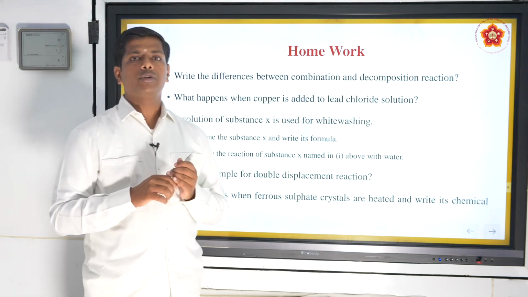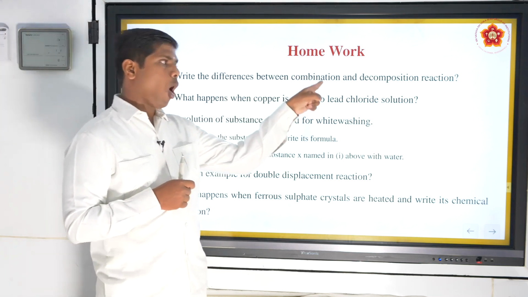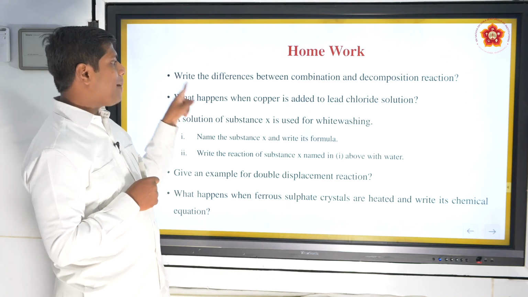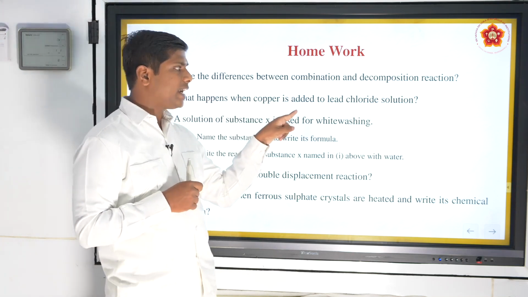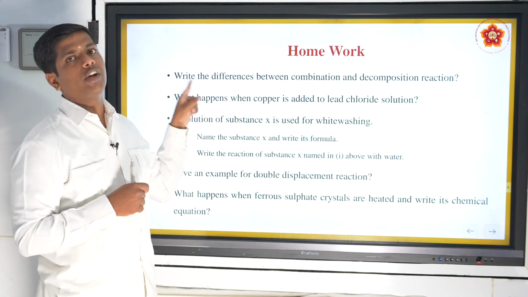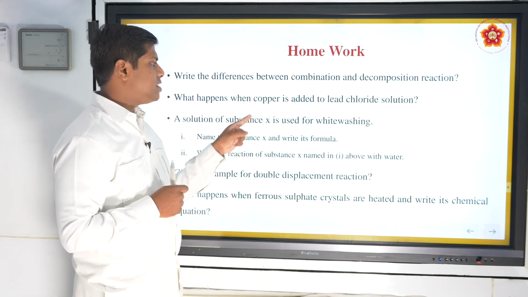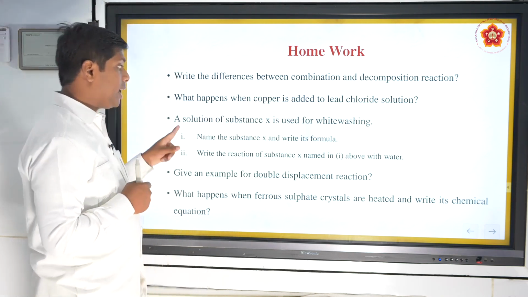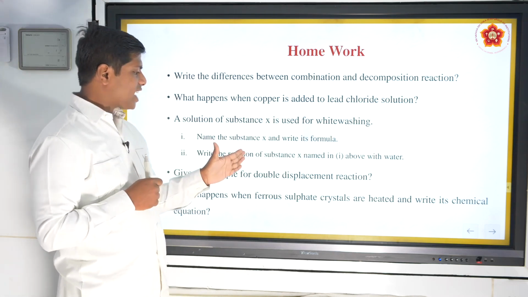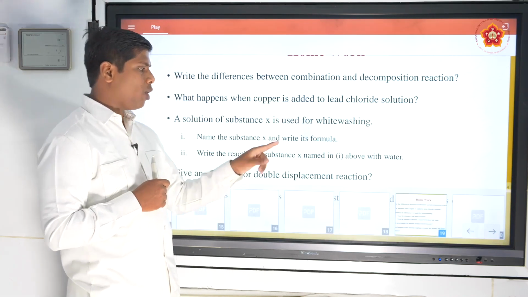Children, now you have to do some homework. Write the differences between combination and decomposition reactions. Next, what happens when copper is added to lead solution? You have to think and answer these questions. A solution of substance X is used for whitewashing. Name the substance X and write its formula. Write the reaction of the substance X named above with water.